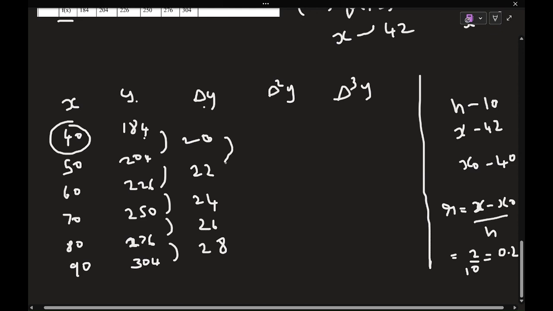Now what would this be? This will be 2. 24 minus 22 is 2. 26 minus 24 is 2. 28 minus 26 is 2. Now if I do this, it will be 0. 2 minus 2 is 0. 2 minus 2 is 0.